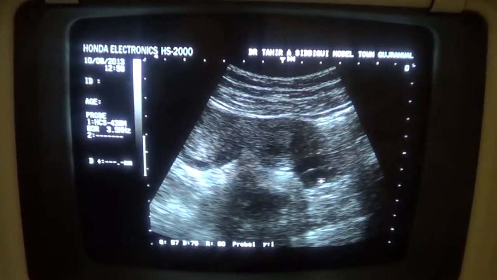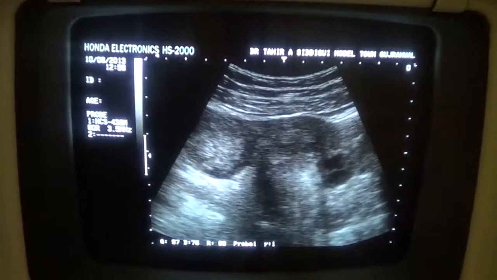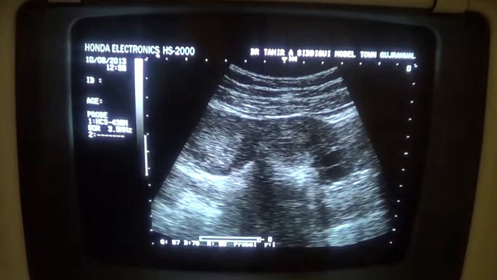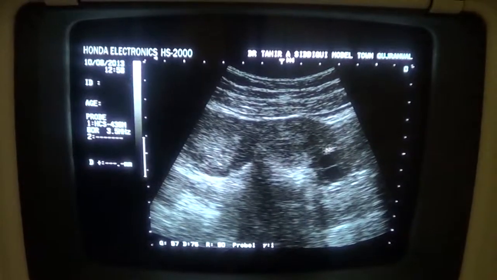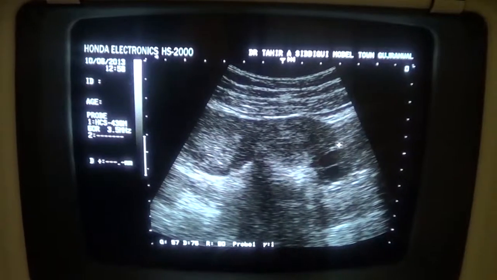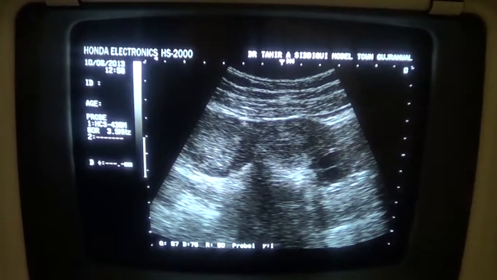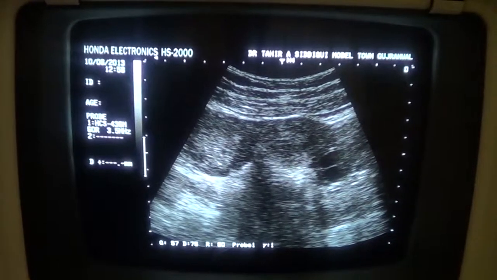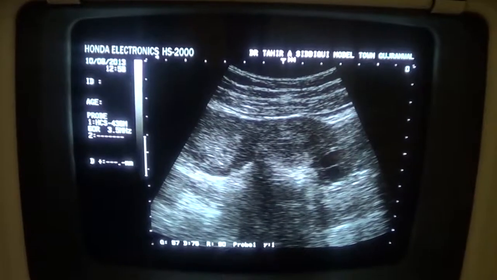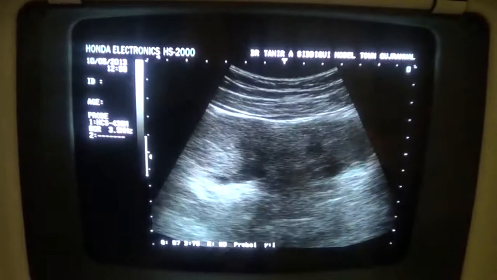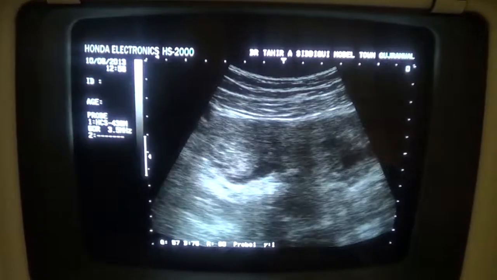You can see the follicles developing within these cystic areas. This is the left ovary. This is the uterus. This is the endometrial canal. This is the mass under study. It gives posterior acoustic enhancement. So this can be a dermoid as well.